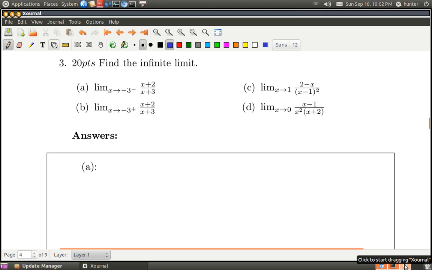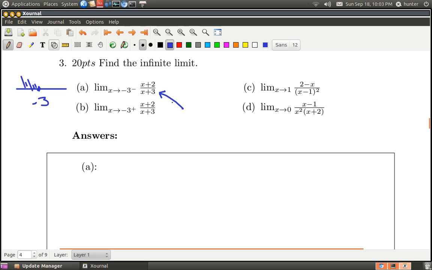So let's look at A. It is a left-hand limit. So just to remind you, this little minus sign here means that we're creeping up on negative 3 from the side of the negative. So we creep, creep, creep from the left towards negative 3 to this quotient here.